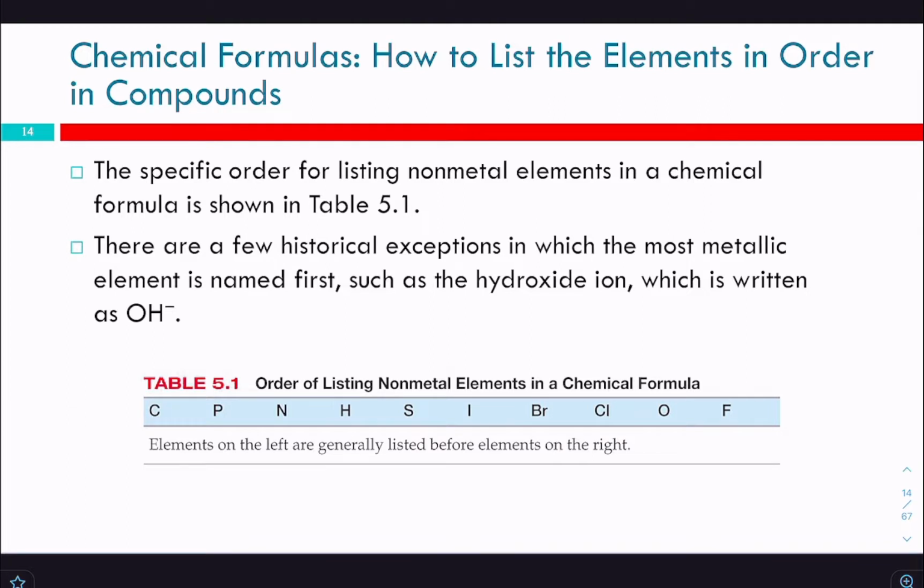One of the exceptions to this, which is a historical exception, is hydroxide. So the hydroxide ion, the oxygen gets written first, even though it's on the right side, and hydrogen's on the left side. But for everything else, we'll do carbon, phosphorus, nitrogen, hydrogen, sulfur, iodine, bromine, chlorine, oxygen, and fluorine in that order. So if you wanted to do a compound that had hydrogen and sulfur in it, H2S is hydrogen sulfide. So the hydrogen is farther left in this list, so it goes first.